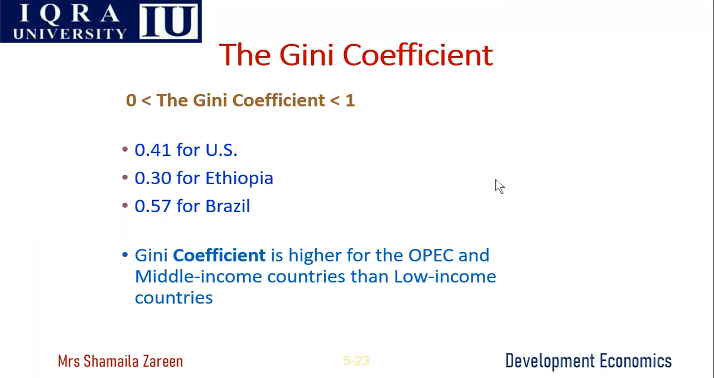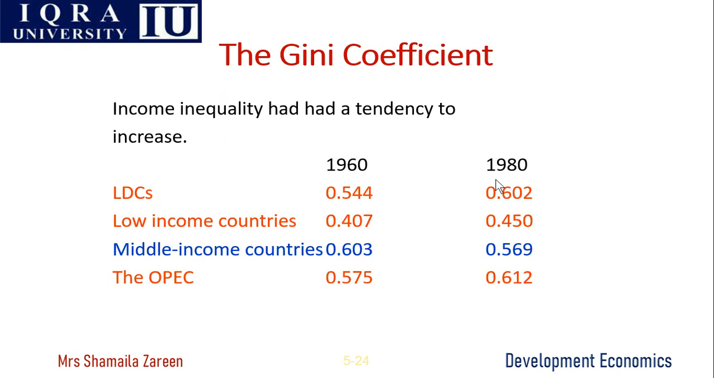First of all, the idea behind the Gini coefficient is that it lies between 0 and 1. Some Gini coefficients are given: 0.41 for the US, 0.30 for Ethiopia, and 0.57 for Brazil. The Gini coefficient is higher for OPEC and middle income countries than for low income nations, and they have given different Gini coefficient values for low income and middle income countries.